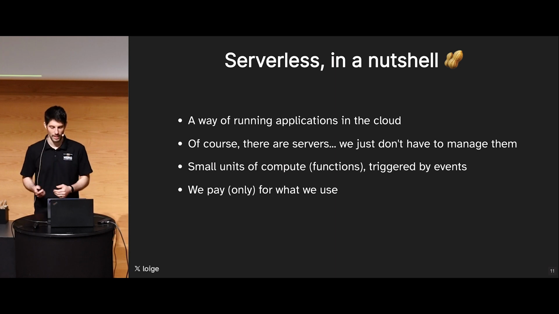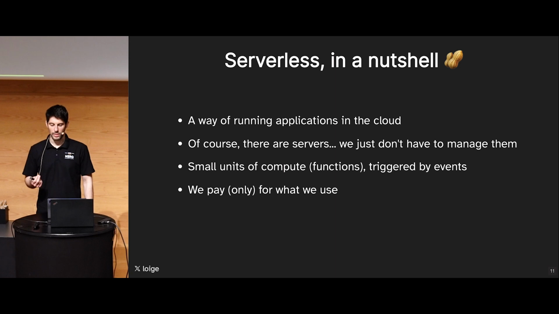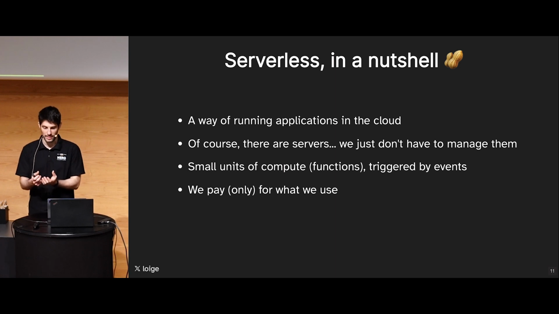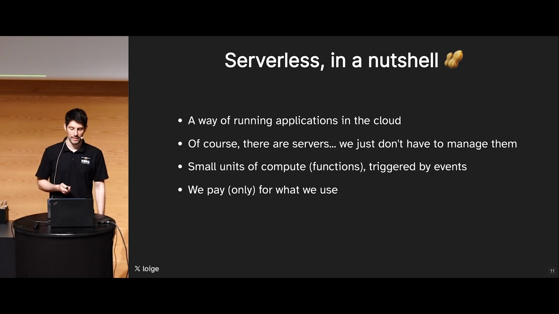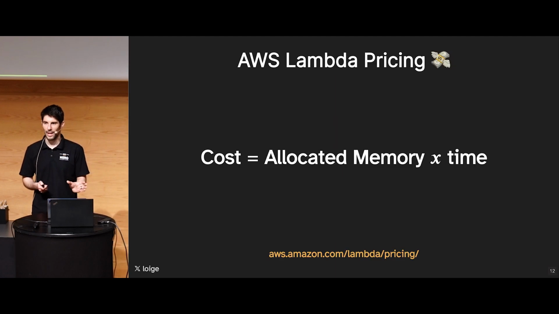We don't really need to think about when they get updated, what kind of operating system, and lots of details like that. We write our code in small units of compute. Generally, we call them functions, and these functions are triggered by events. So we need to think about our applications as a number of events that can trigger different functions, and our business logic is written inside those functions. And the best thing, and this is why Rust is even more relevant here, is that we only pay for what we use.